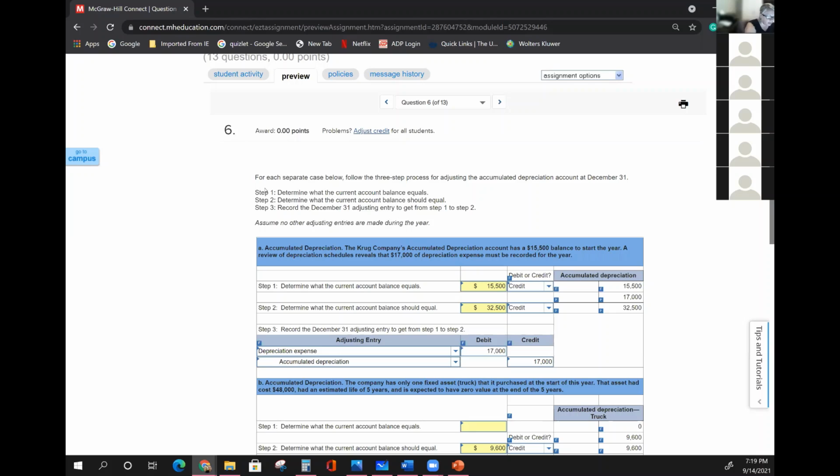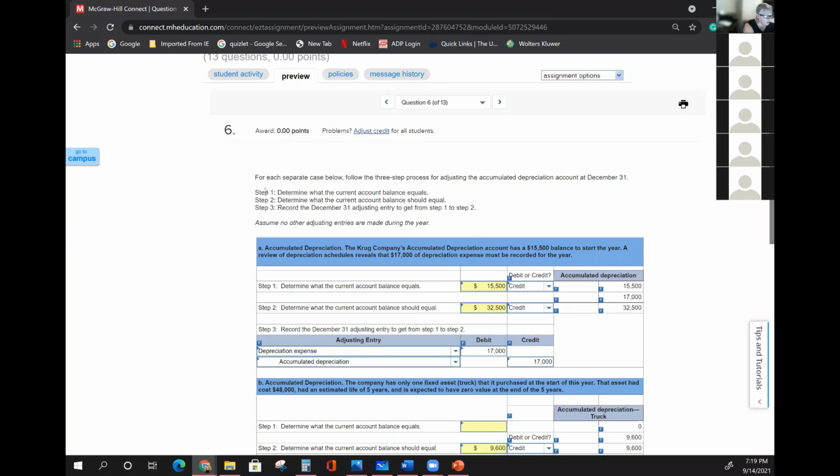So step 1, it says determine what the current balance is. Well, that's what it is. It just told you $15,500. Is it a debit or a credit? Well, it's accumulated depreciation, the contra asset account. So even though it's an asset account, it's not a debit. It's sitting as a credit. That's why you have to select credit there.